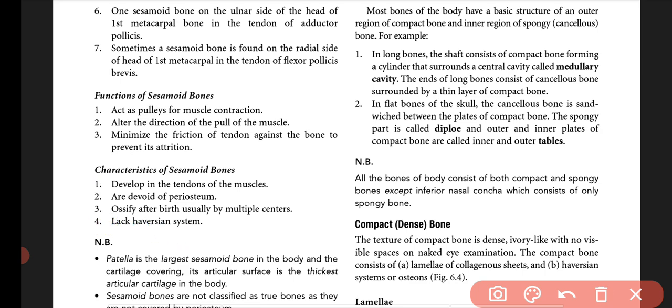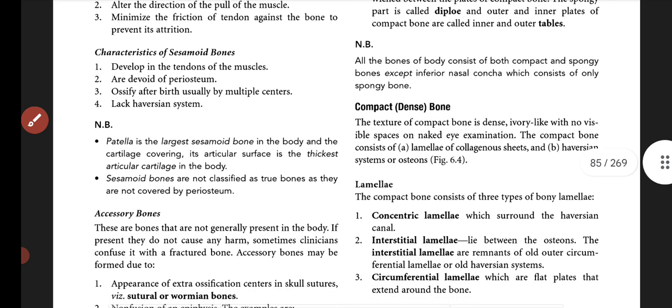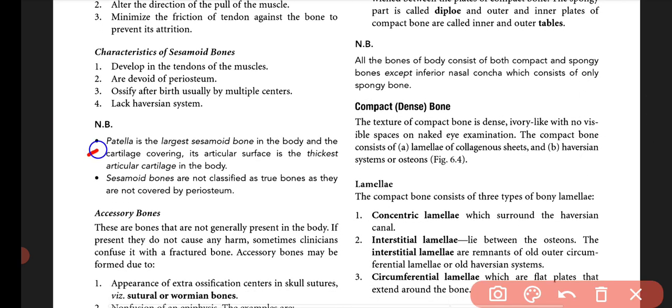One of the points to be noted is that the patella is the largest sesamoid bone in the body and has cartilage covering. The articular surface has the thickest articular cartilage in the body. And next, sesamoid bones are not classified as true bones, as they are not covered by the periosteum. That's why sesamoid bones are not classified as true bones. Okay.